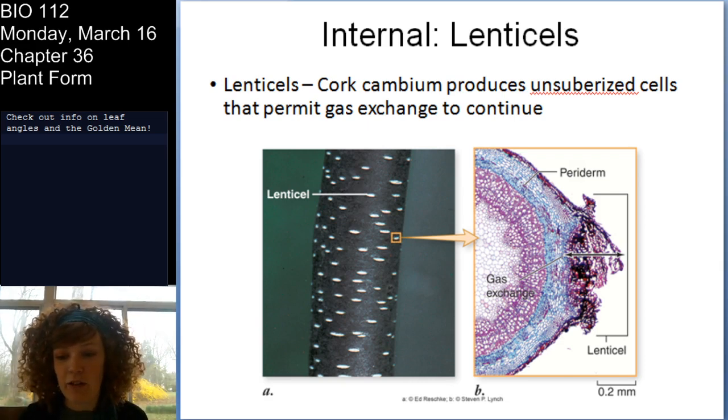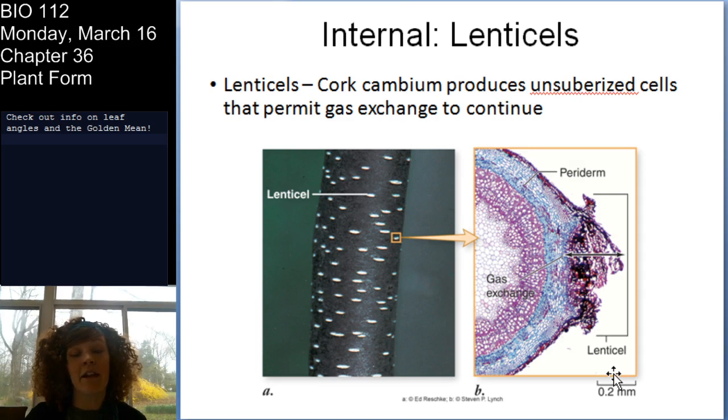Okay, and this is a cross section, so you can see it. So you see this lenticel right here, and all the suberized cells. There are actually multiples, I should tell you that. They allow gas exchange in and out through that woody stem. So that's actually how you have gas exchange. One of the ways, there are a couple of ways that you have gas exchange through a woody stem.